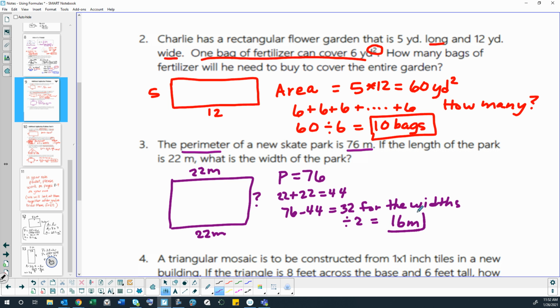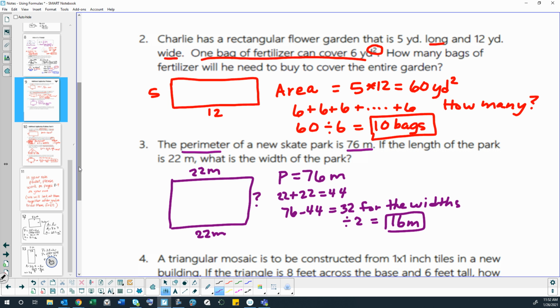Since I know I need two widths out of my 32 meters, that means each one would be 16 meters. And then if you want to check your answer, you could just add them all together again. 22 plus 16 plus 22 plus 16. See if it adds up to our 76 meters total. Any questions on that?